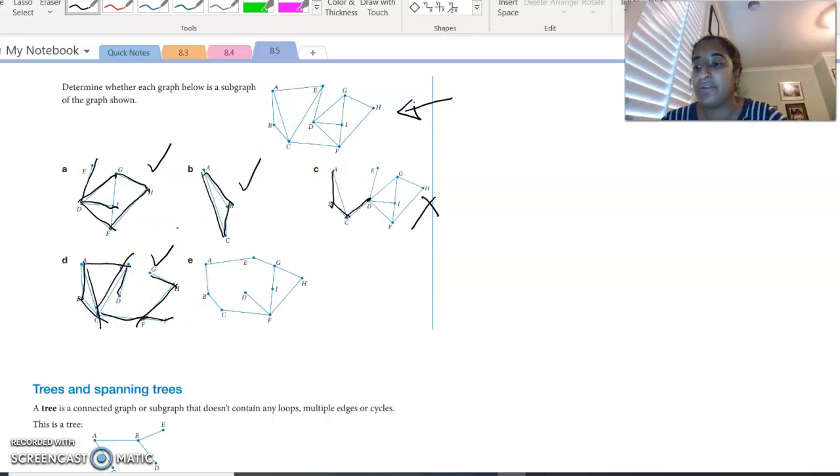And then the final one, if we have a look: A to B, yes. B to C, yes. C to F, yes. F to D, yes. F to H, yes. F to I, yes. I to G, yes. A to E, yes. E to G, there's no line from E to G, so no, that is not a subgraph. This is just a yes or no question.